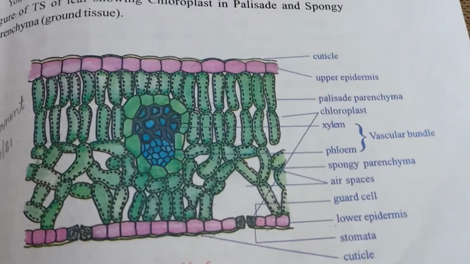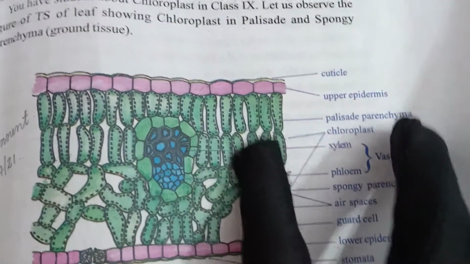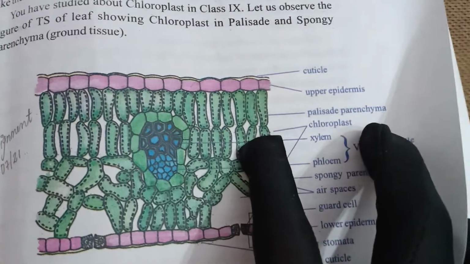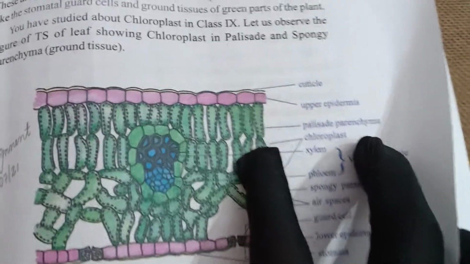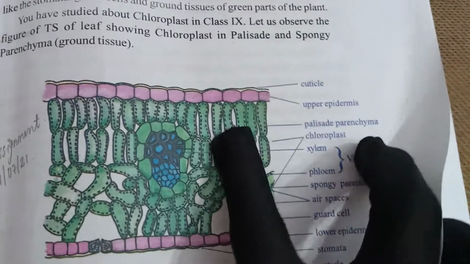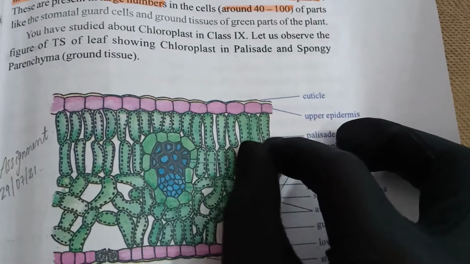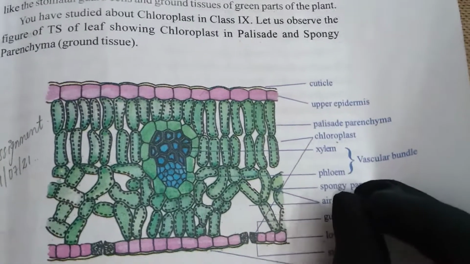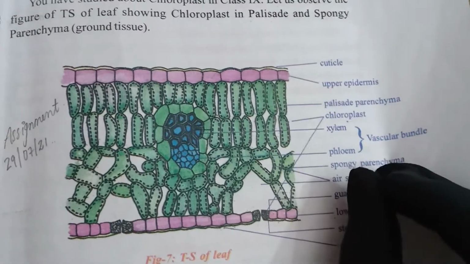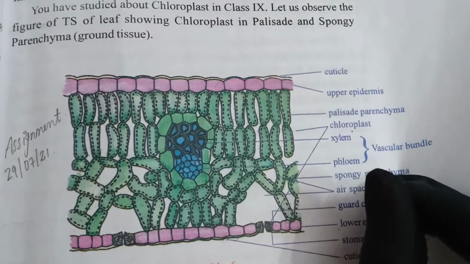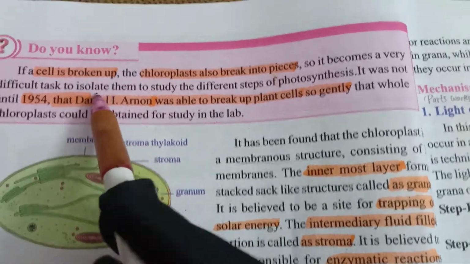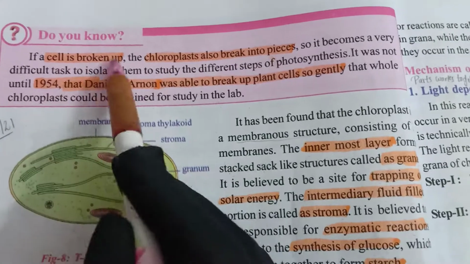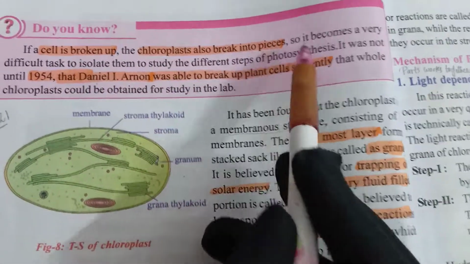And what we have to do is isolate the chloroplast from the leaf of the plant. It is very difficult. While isolating chloroplast from the leaf of the plant, if the cell gets broken, then the chloroplast will also be broken into pieces. So the isolation of chloroplast from the leaves of plants is very difficult. We have to do it very carefully.